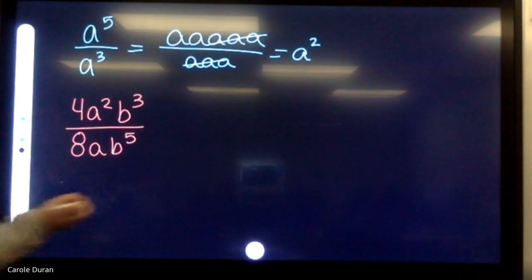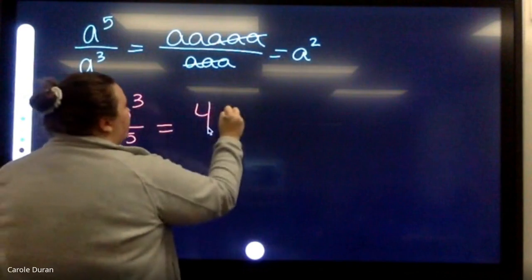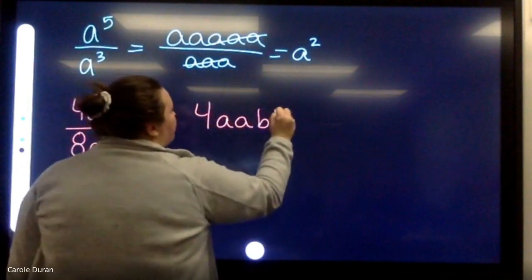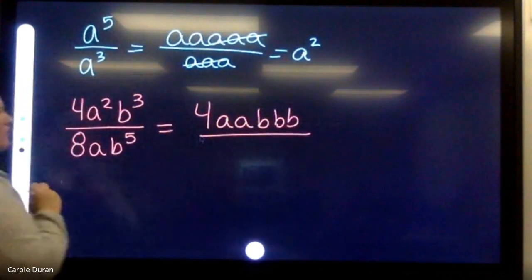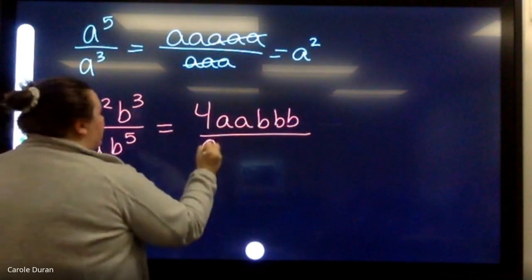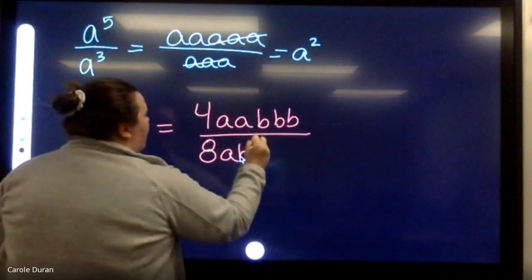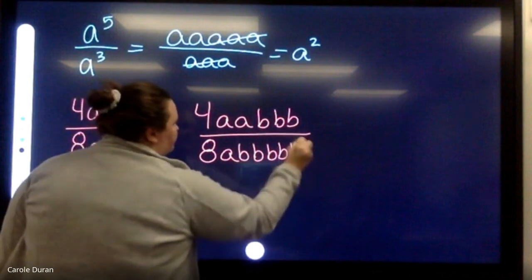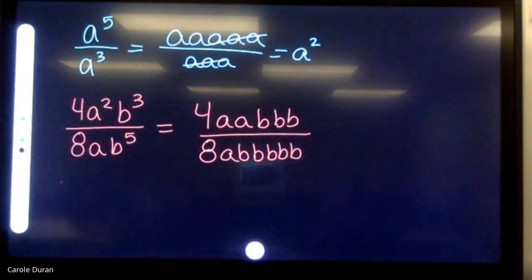Okay, so I expanded. I have 4, and then I have 2 a's, and I have 3 b's. In my denominator, I have an 8, I have 1 a, and I have 5 b's. We can only cancel out if I have something in the numerator that cancels out something from the denominator and vice versa.